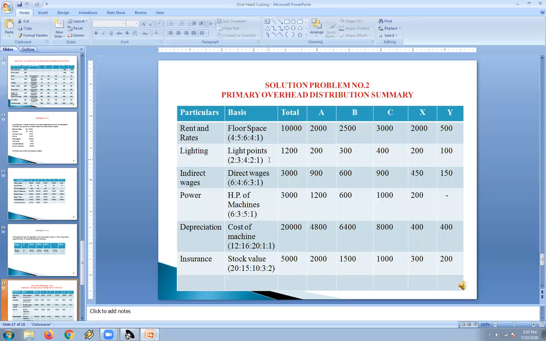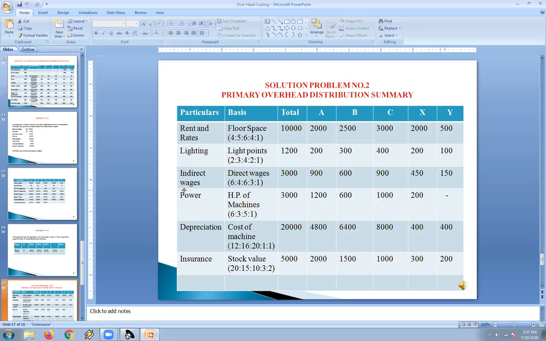So total value is 12. So it has to be out of 12, 2 should be given to the A department, 3 ratio for B department like that. So 1200 into 2 by 12, 1200 into 3 by 12, 1200 into 4 by 12, 1200 into 2 by 12 and 1200 into 1 by 12.